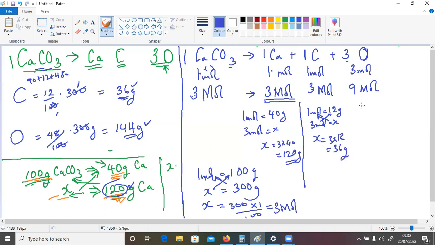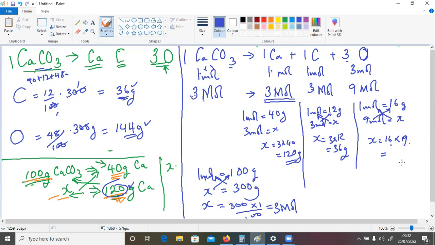What about oxygen? I know 1 mole of oxygen is equal to 16 grams. What about 9 moles of oxygen? It will be equal to X. So I do the cross multiplication again. I'll get X is equal to 16 multiplied by 9.